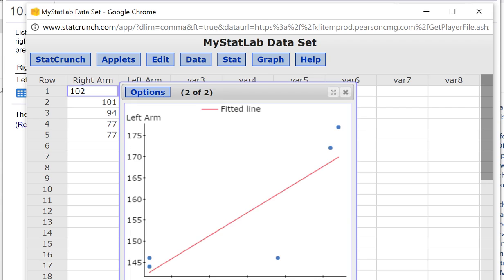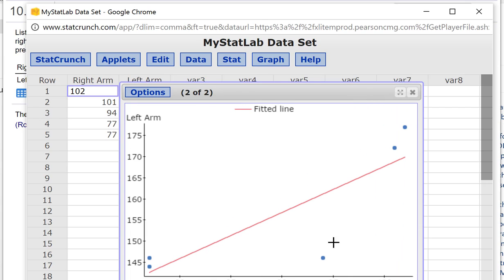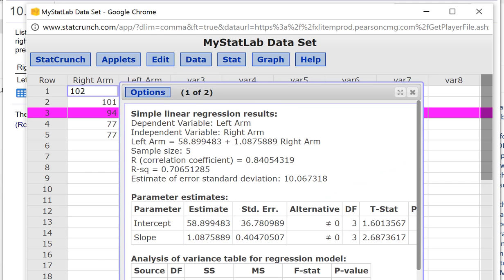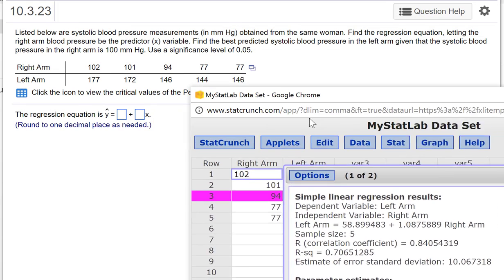Again, let me look at the graph. Doesn't look great, right? We got one guy right here that's a little bit off. So I'm curious what happens here. So we're given the equation here. Let's come down a little bit.